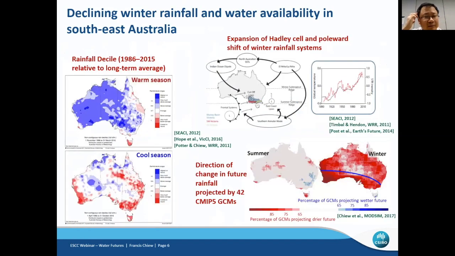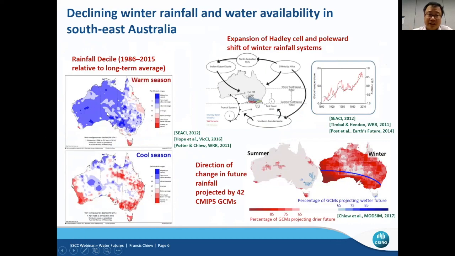Okay, and there are reasons that we believe are causing some of this. So the plots on the left-hand side show changes in the last 30 years in the warm season and in the winter or cold season. So if you have a look at the warm season at the top, the last 30 years has not been anything magical.